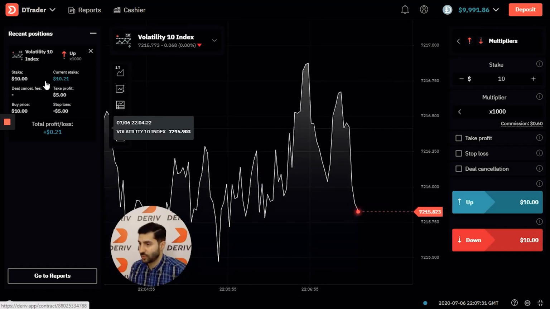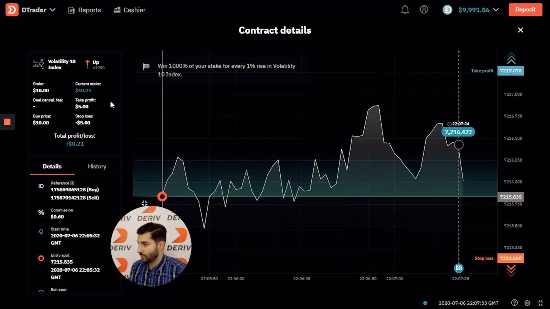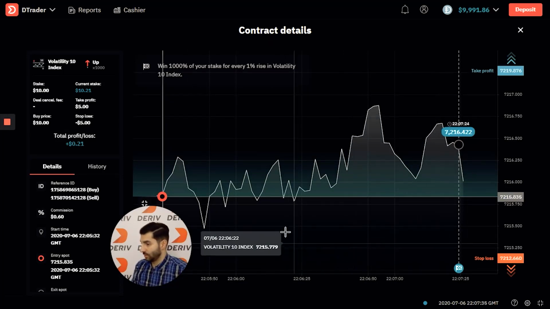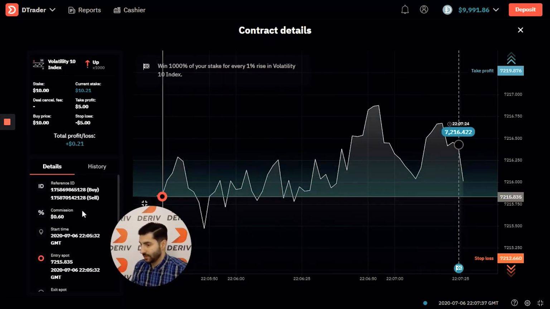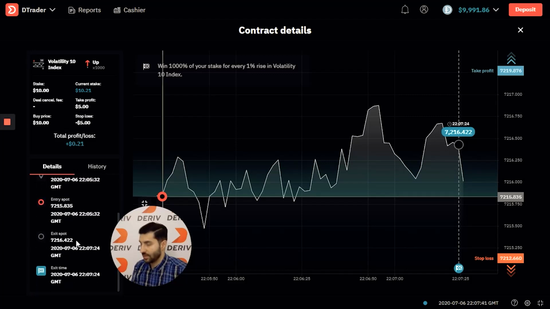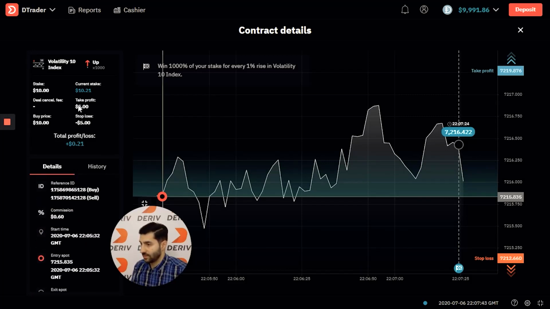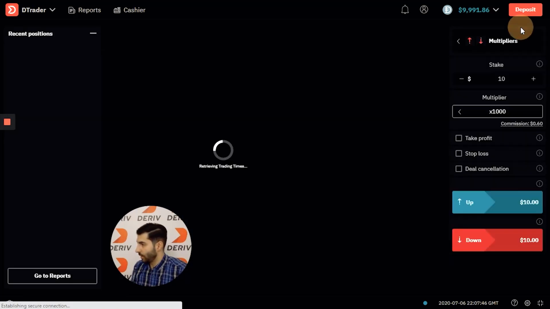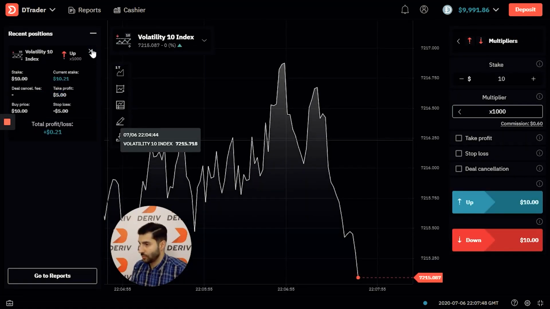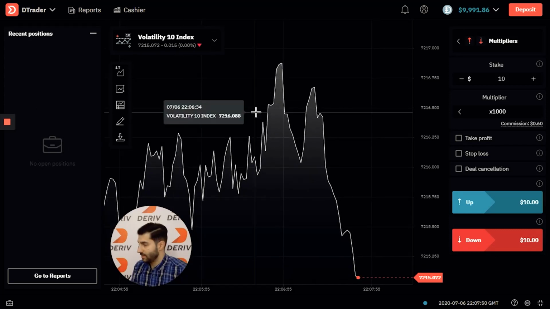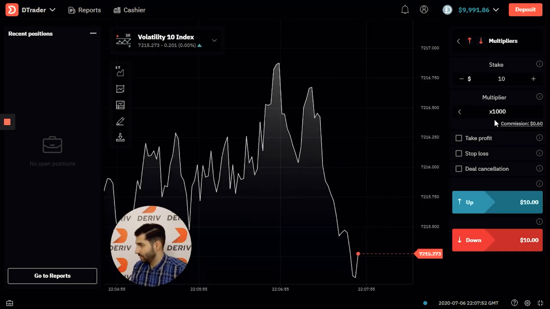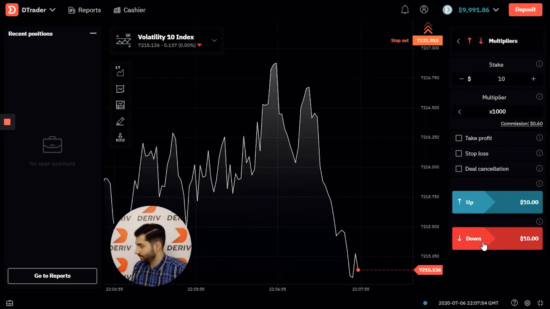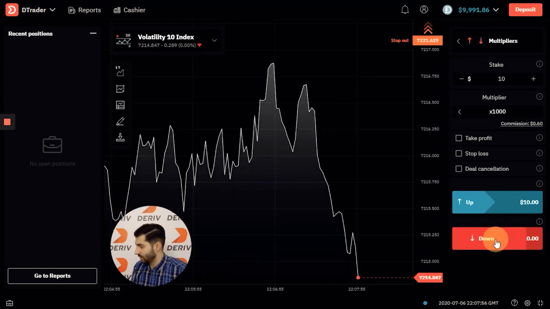We can then see all the basic details of how the contract went here. Double clicking on it, we can go and see it in more detail. You can see it on the graph over here, and we can see the entire history of the entry spot, exit spot, all of that, and then once again the details here. So going back to the platform, just removing the summary over there. Let's start another contract, once again without anything turned on. I'll select a down contract this time.